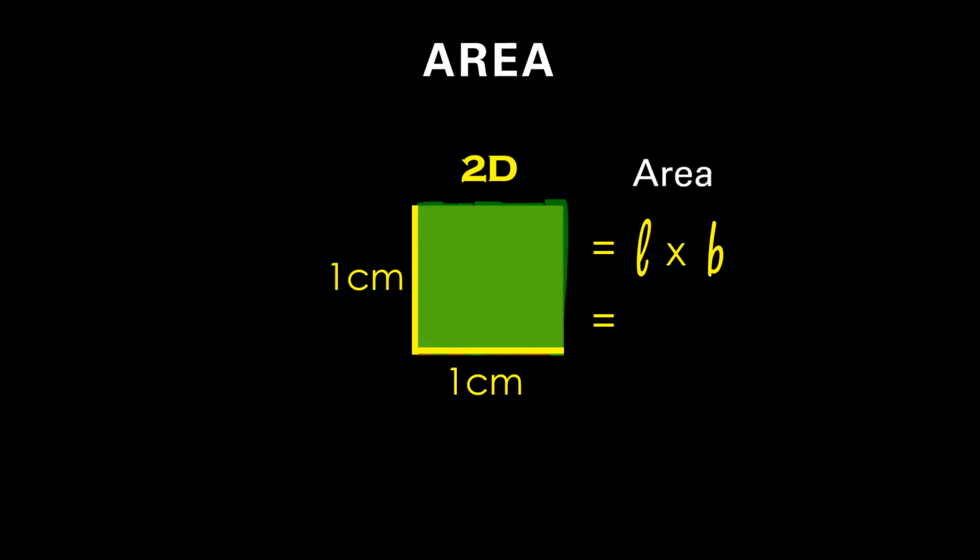Now put the value: 1 centimeter multiplied by 1 centimeter. Now do the multiplication. 1 times 1 is just 1. But what about centimeter multiplied by centimeter? Centimeter multiplied by centimeter gives us square centimeter, which we can write using a 2 as an exponent, and we read this as centimeter squared.